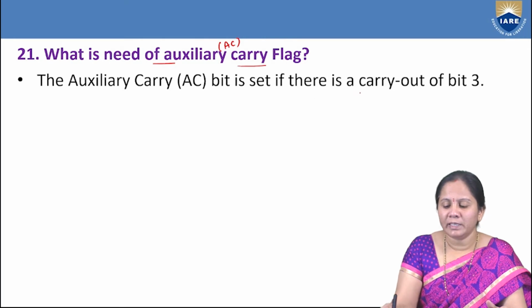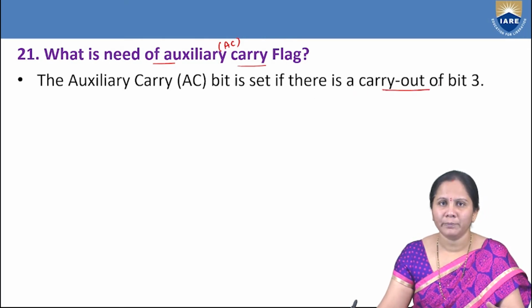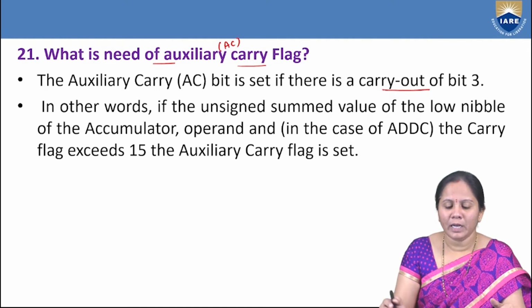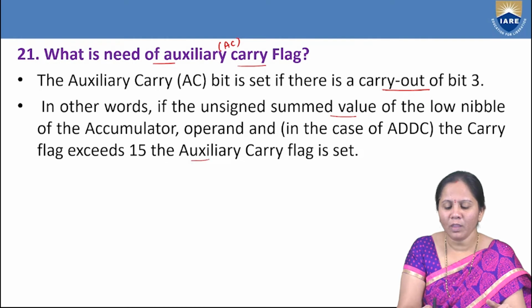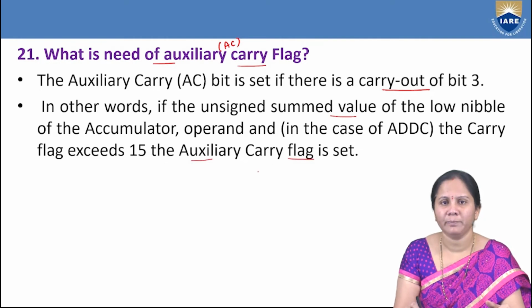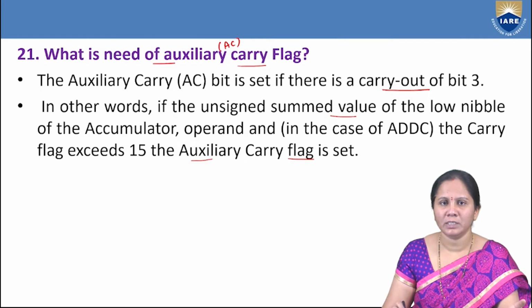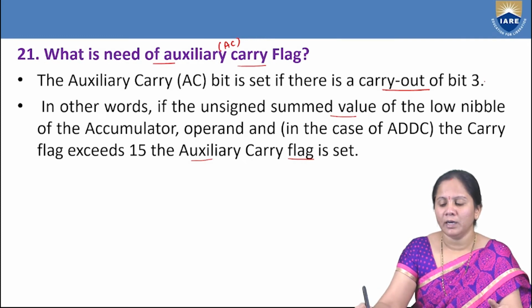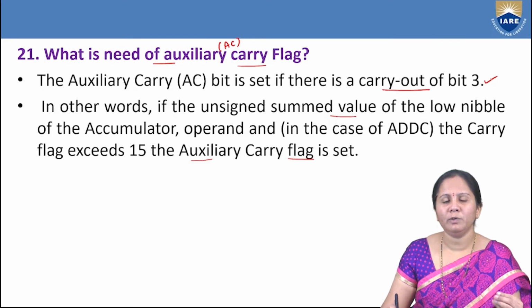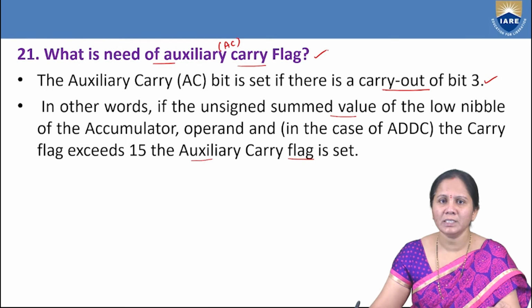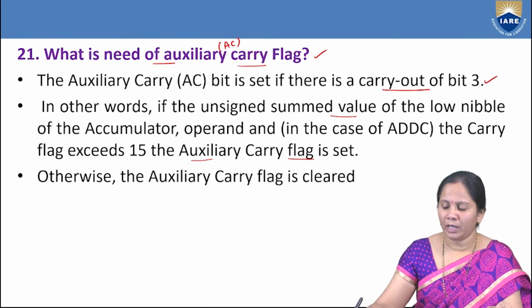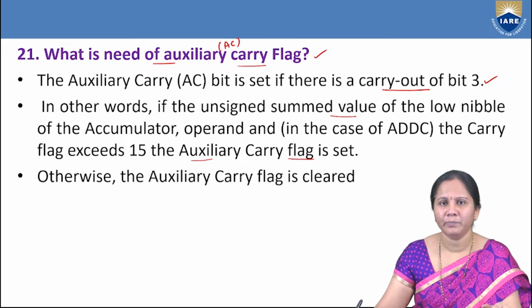The auxiliary carry bit is set if there is a carry out of bit 3. In other words, if the unsigned sum of the lower nibble of the accumulator operand and the carry flag exceeds 15, the auxiliary carry flag bit is set. For example, if you are performing 8-bit operations and there is any carry from the lower nibble to the higher nibble, or any borrow from the higher nibble to the lower nibble, then we can say that this auxiliary carry flag bit is set. Otherwise, the auxiliary carry flag will be cleared. AC will be 0.